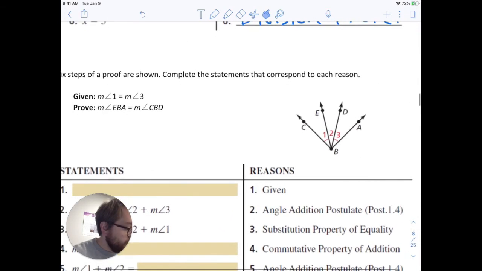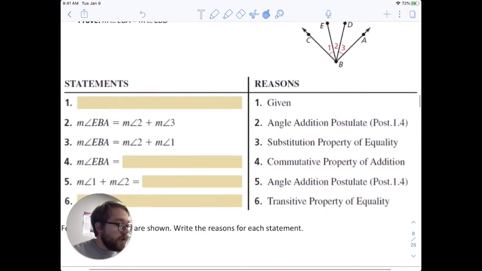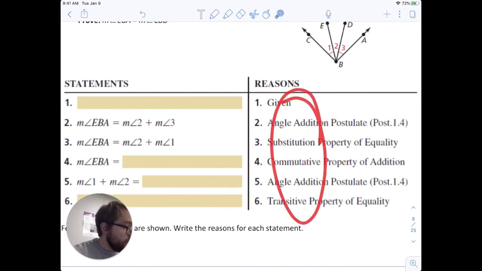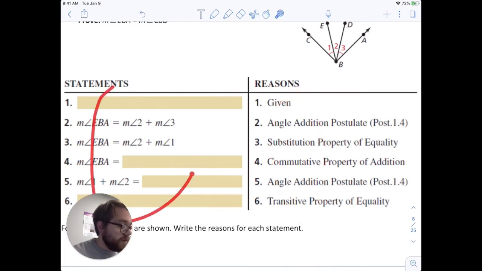So that's all in this figure here. Okay? So we know the measure of angle 1 is equal to the measure of angle 3. And we want to prove that the measure of EBA is equal to the measure of CBD. And so how do we do that? Again, we have a proof kind of partially filled out for us. We have all of the reasons, and we want to use those reasons to help us figure out these statements.